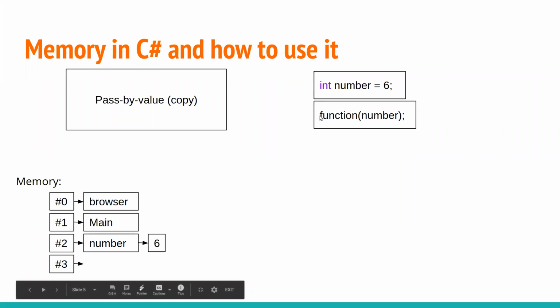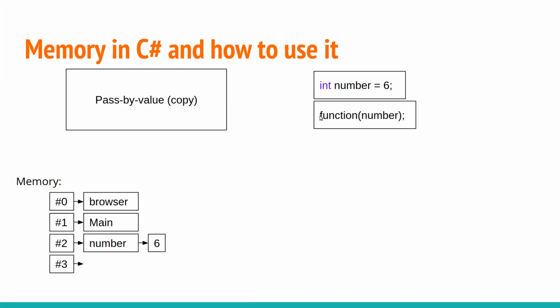The next part, we say function number. So we have a function called function, and we are passing the variable number into function. So how does that work? How does the computer do it? What it does is it finds another empty space in memory. So in this case, address space 3 was empty.